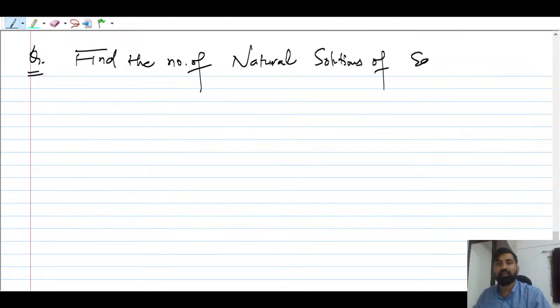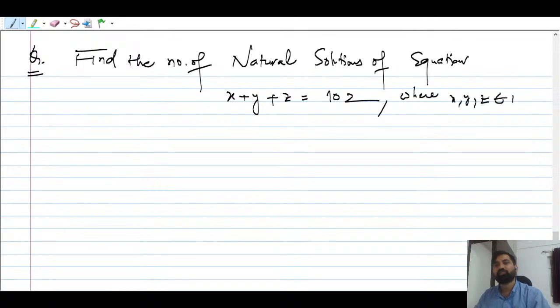of the equation x plus y plus z equal to 102, where x, y, and z belong to the natural numbers. These x, y, z should be natural numbers. Find the number of solutions. You have to find the number of natural solutions of the equation where x, y, z are natural numbers. This is a very important question, and many of us are not able to solve this kind of question. It takes a lot of time for everyone.